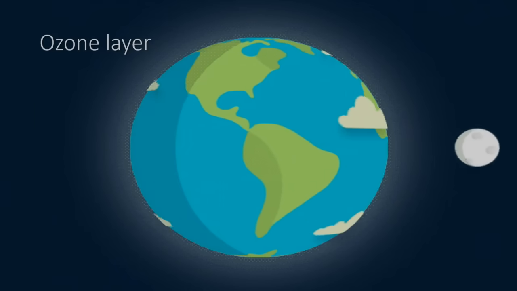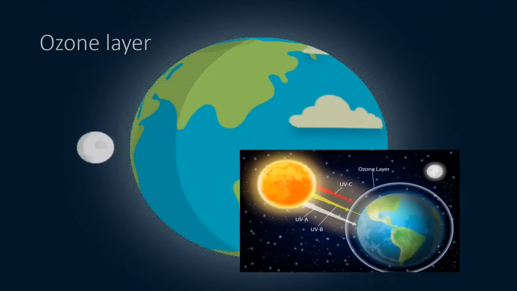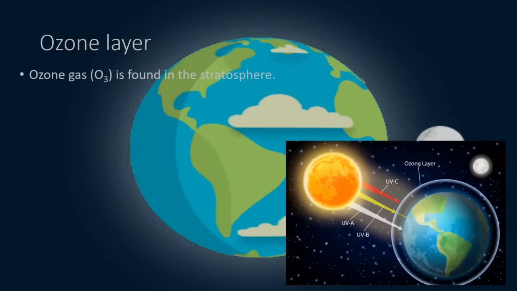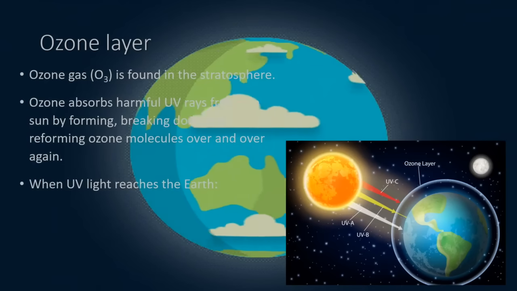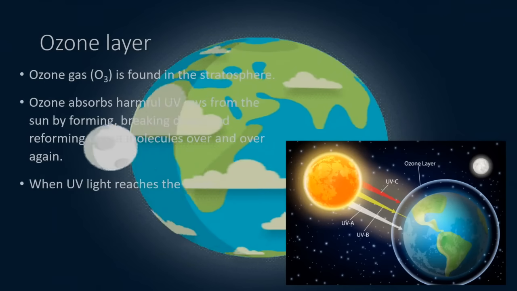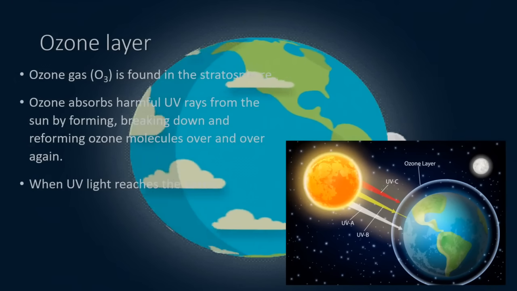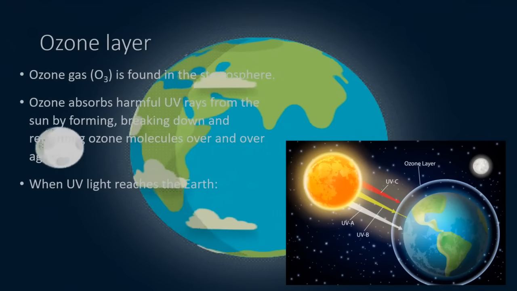Something which is extremely vital to us as humans living on Earth, as well as other living organisms, is the ozone layer. Ozone gas, which is O3, is found in the stratosphere, and it is made up of ozone molecules. Ozone plays an important role in absorbing harmful UV rays from the sun by forming, breaking down, and reforming oxygen molecules over and over again.